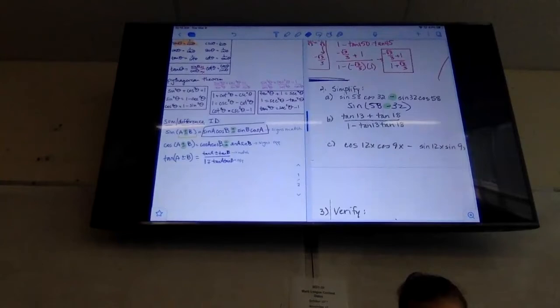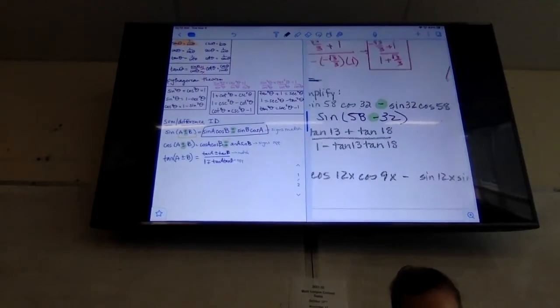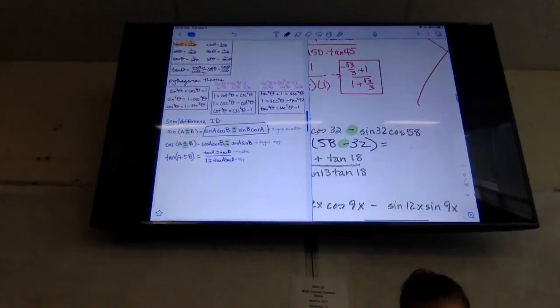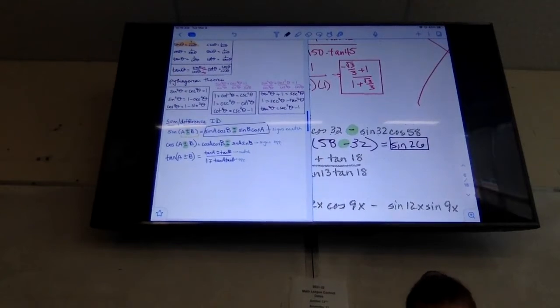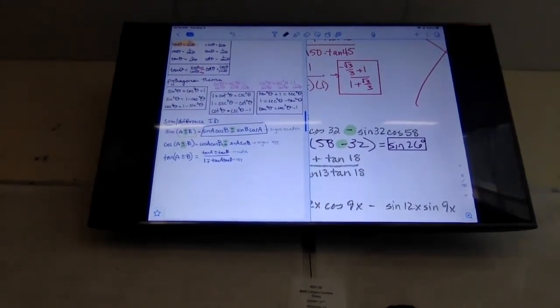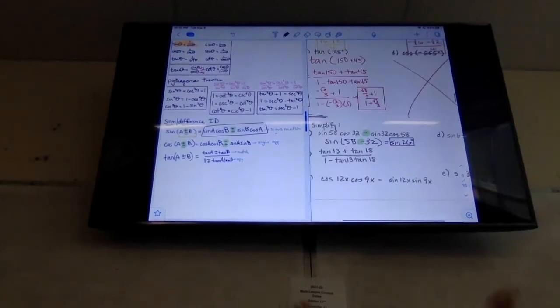Okay, so I use that, and now I can actually do what 58 minus 32 is. So that makes it sine of 26, I believe. Yep. And that's my final answer. I should throw a little degree sign there. That's most correct. All right, that's all it is. So I'm taking expansion, I'm condensing it down. Anybody questions yet? We've got 4 more like that.